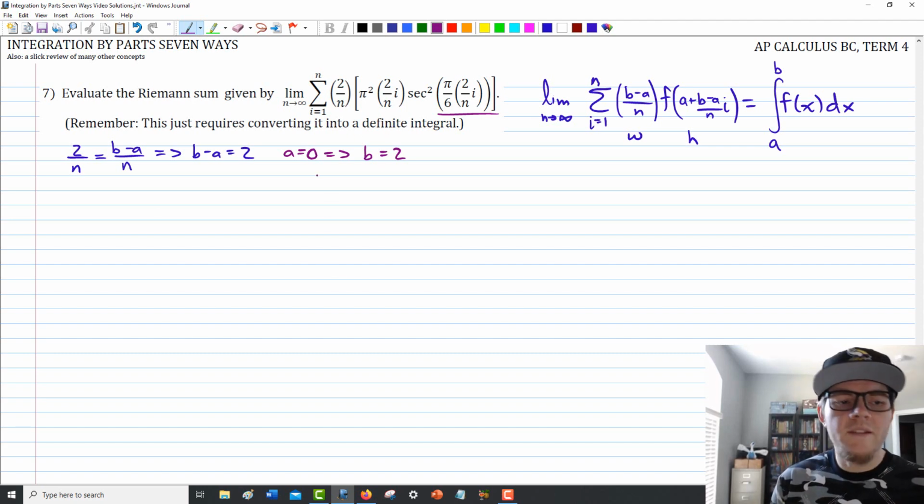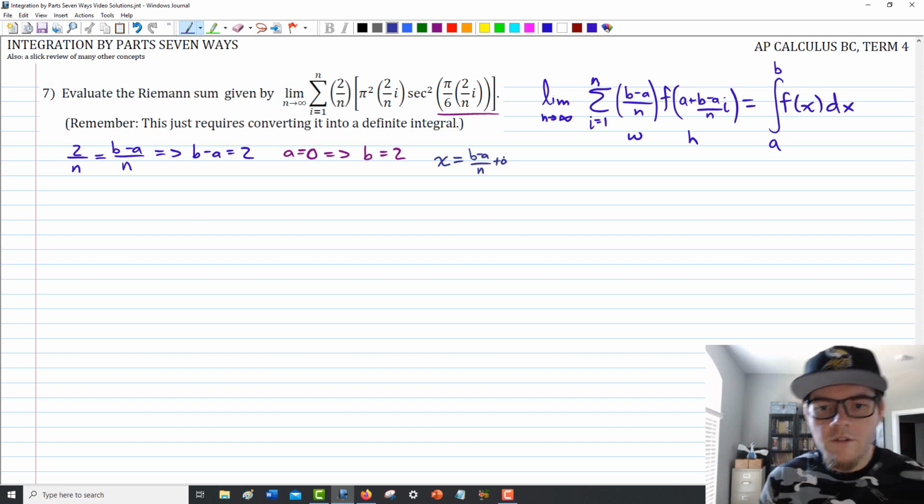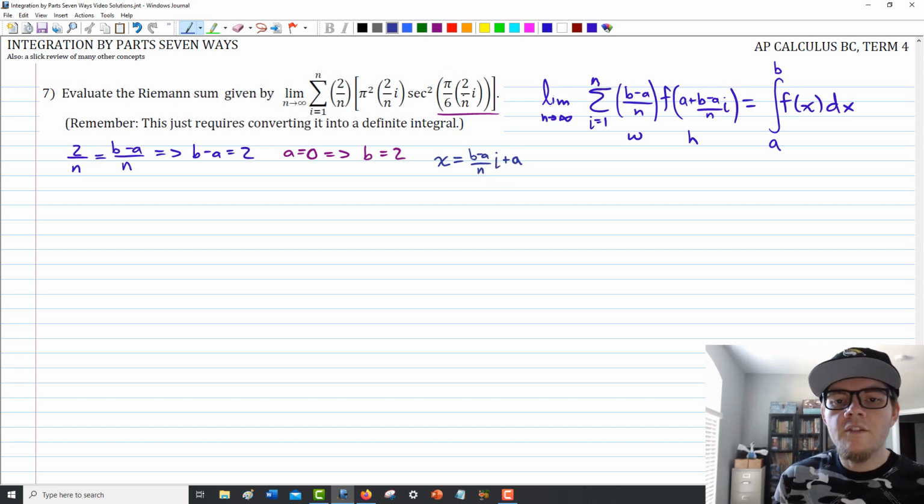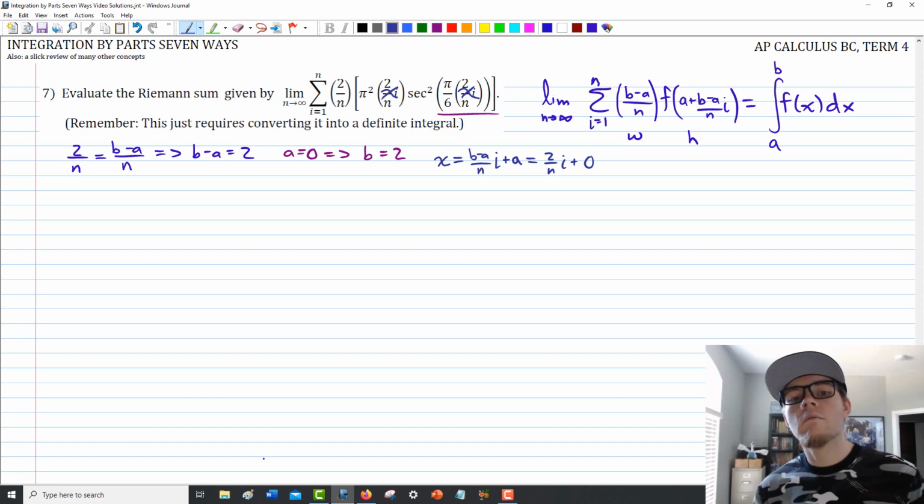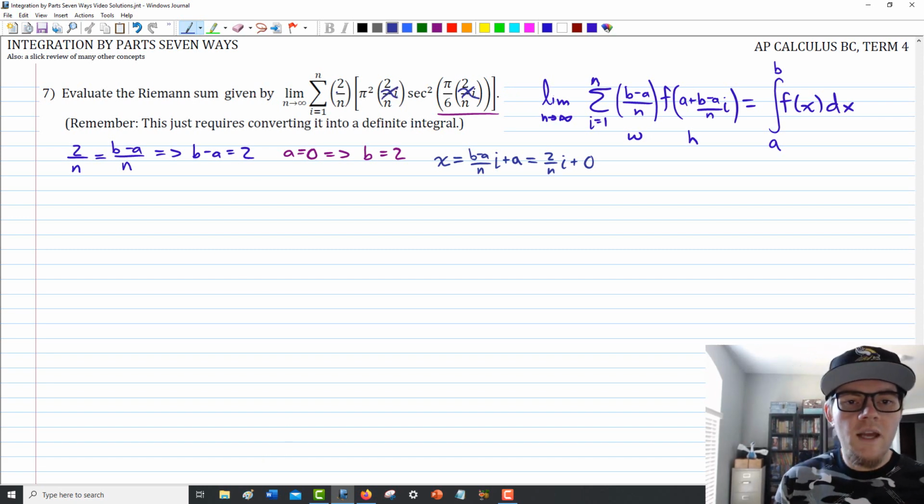Finally, it's a matter of us replacing some things. The last little thing that pops in here is to point out that x is always equal to b minus a over n i, it's the worst I have ever drawn, plus a. So since that's equal to 2 over ni plus 0, we can basically replace any of those 2 over ni's with an x. So having done that, we have our width. This will become the dx. Have our x's in place.